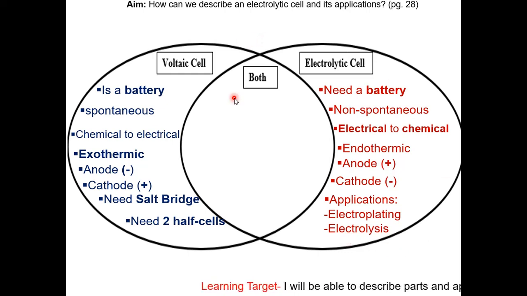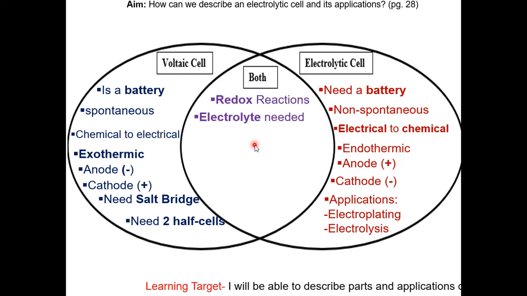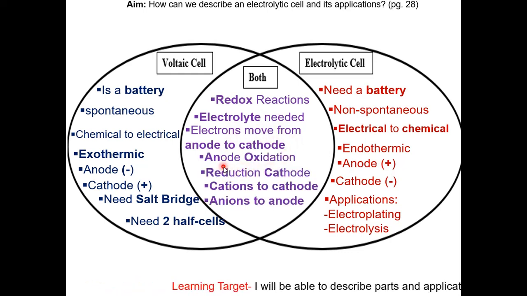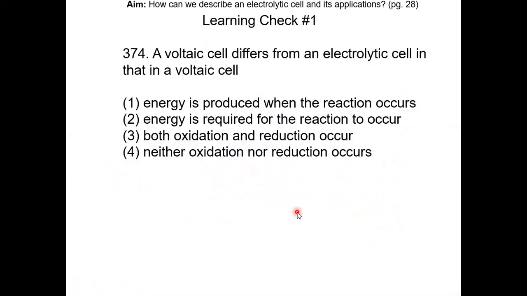Here's what Voltaic cells and electrolytic cells have in common. They both conduct redox reactions. Electrolyte is needed. Electrons move from anode to cathode. Oxidation is conducted at the anode. Reduction is conducted at the cathode. Cations move towards the cathode, and anions move towards the anode.